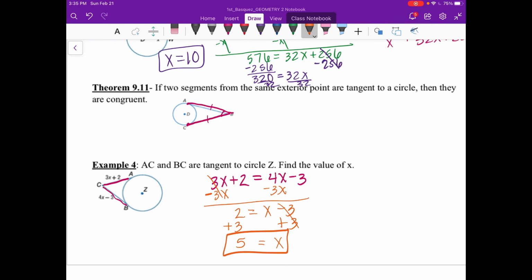And we are done. So that's really all you need to know about tangents and inscribed angles. That was the 9.4 part of this.